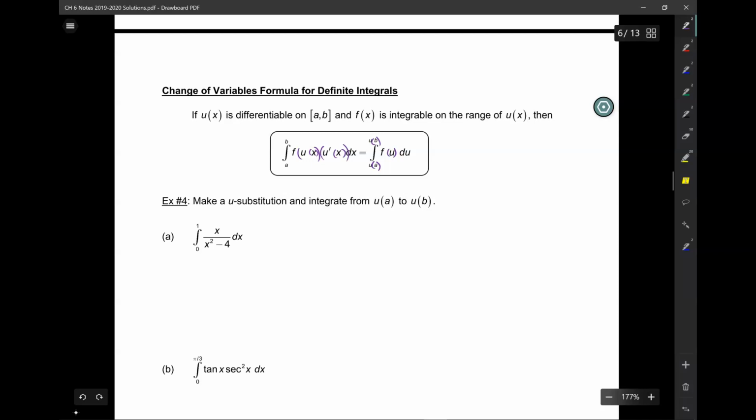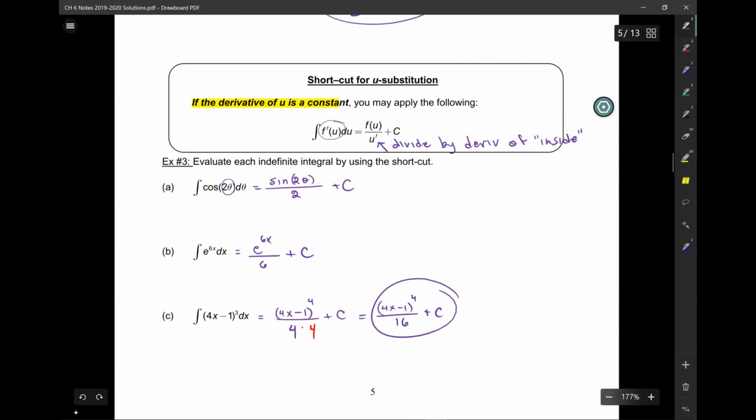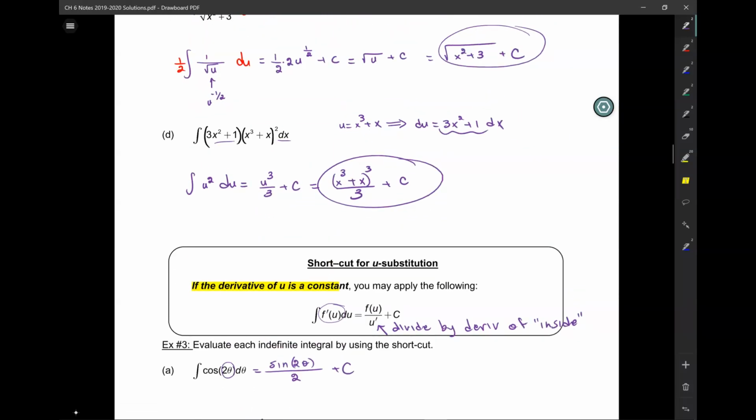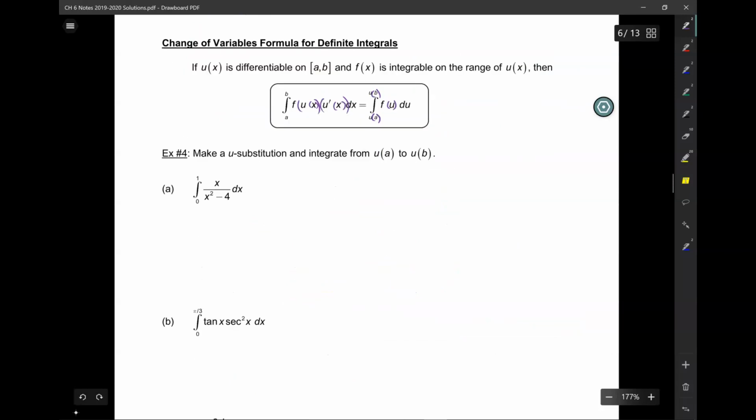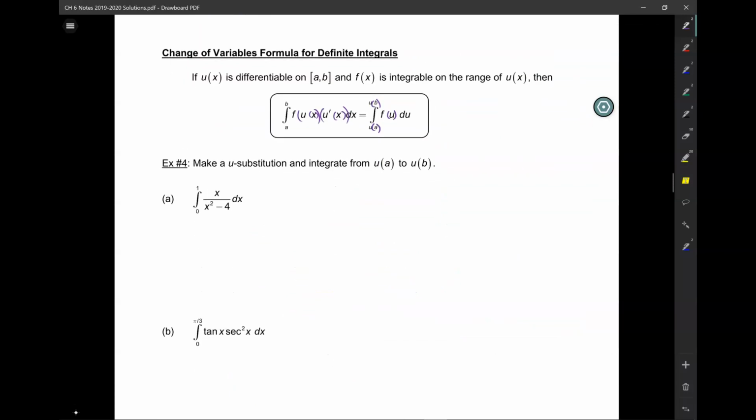what you can do is, once everything is in terms of u, right? Like this one. Once everything is in terms of u, you change the bounds so that a becomes u of a, b becomes u of b, and then you integrate that way. What do I mean? Let's do one.